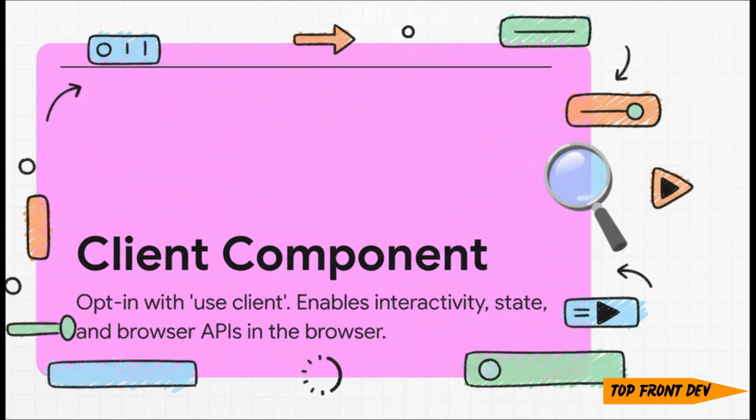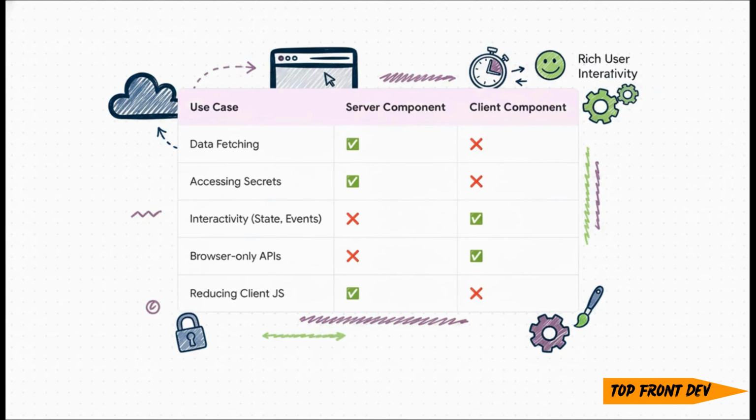And then you have client components. So if the server is the kitchen, the client is the dining room. This is where you interact directly with the user. If you need a button to be clickable, or a state to change when someone types, or an animation to run, you need a client component. And you have to specifically opt in for this by adding one simple line at the very top of your file: "use client".